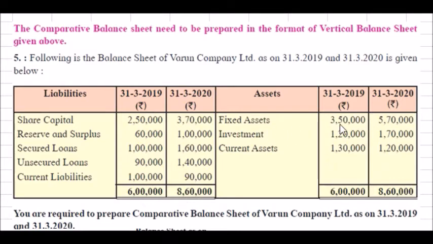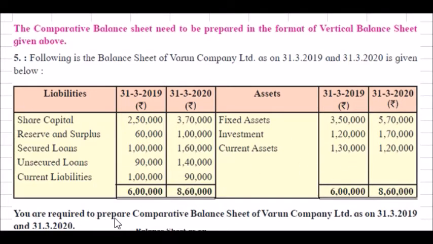On the asset side, fixed assets are 3,50,000 rupees and 5,70,000 rupees, investment is 1,20,000 rupees and 1,70,000 rupees, and current assets are 1,30,000 rupees and 1,20,000 rupees. The total assets are 6 lakhs and 8,60,000 rupees.